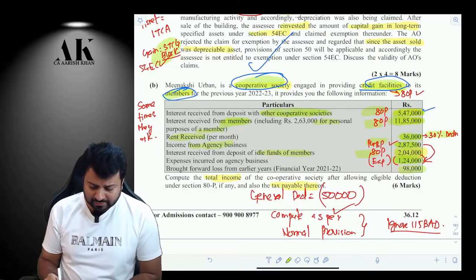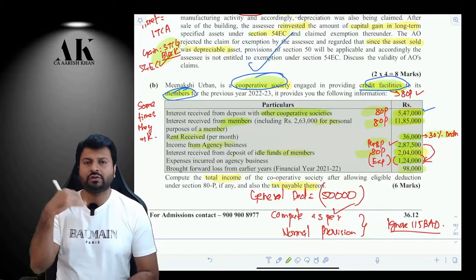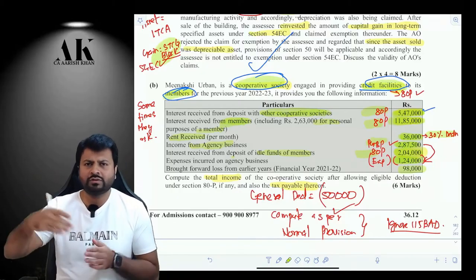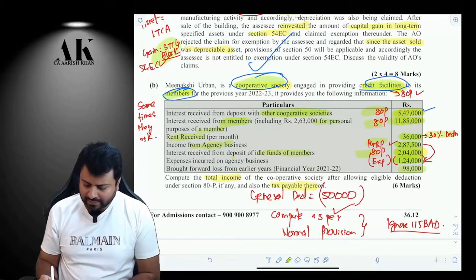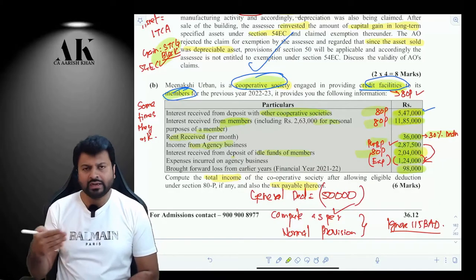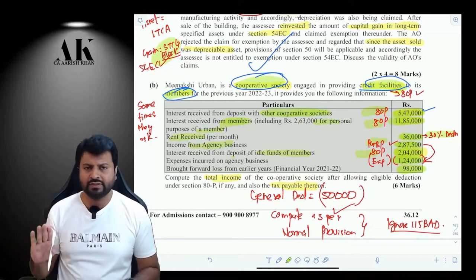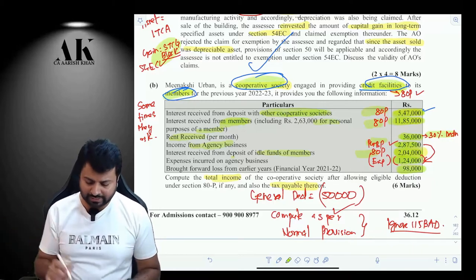Next, the cooperative society is also earning interest received from deposit of idle funds with members. Yes, this 2,04,000 will also be eligible for what? Eligible, because by giving idle funds to members, they are earning some interest, that is also subject to 80P deduction. And last but not least, you can claim what? 98,000 rupees loss deduction at the end of the calculation. You can claim that.